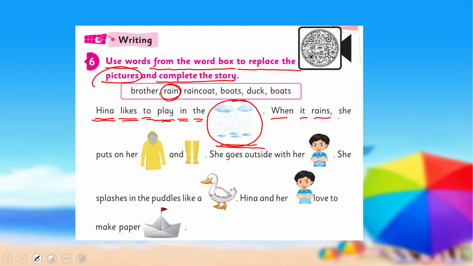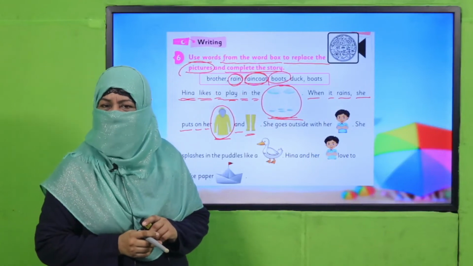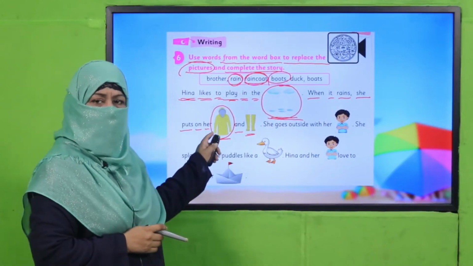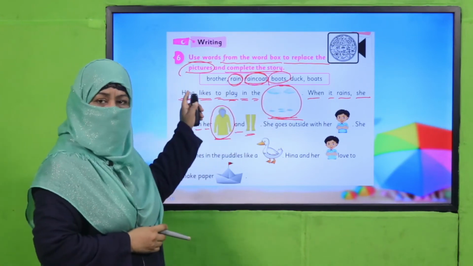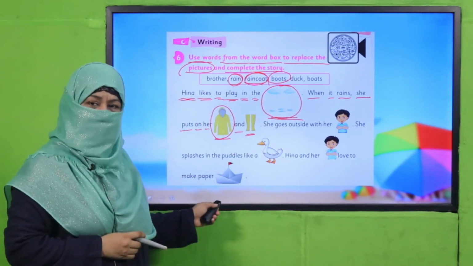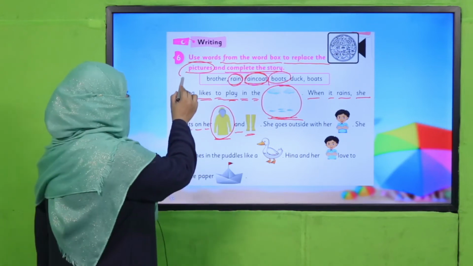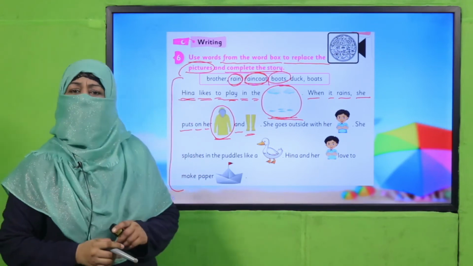When it rains, she puts on her, now this is the picture of what? Raincoat. She puts on her raincoat, and raincoat is written here, right? And boots. Isn't it interesting? So you look at the picture, you name it, and if you want to confirm, you can take help from the word bank. This is how you are going to do it. All right, so pause the video, complete this task, and then come back.